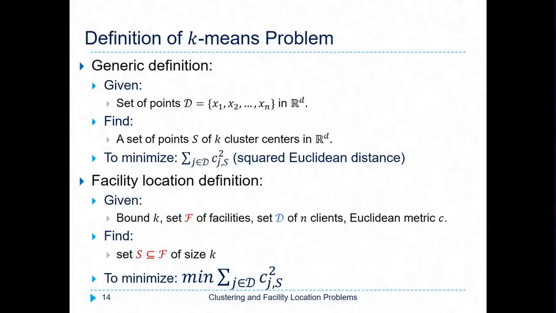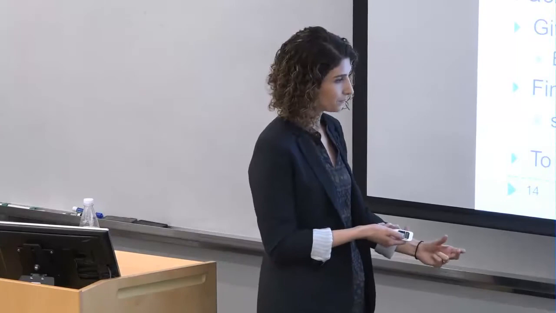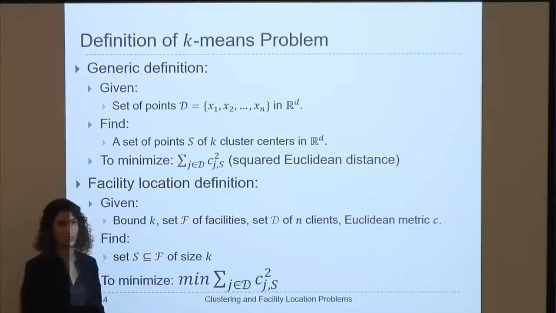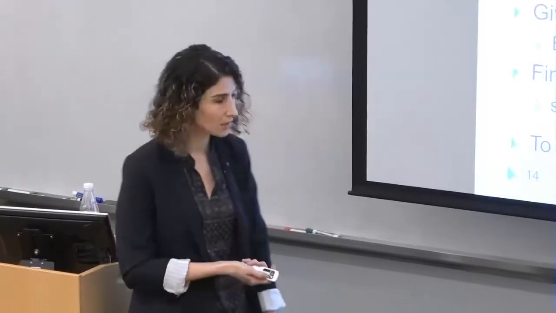We can also give a facility location definition for the K-means problem. In this definition, we are given a bound K. We are given a set F of facilities. We are given a set D of clients, and they are located in some metric, the Euclidean metric. And we want to find a set S of facilities of size K and assign clients to this set. So we want to minimize the total sum of squared Euclidean distances of clients to this set.